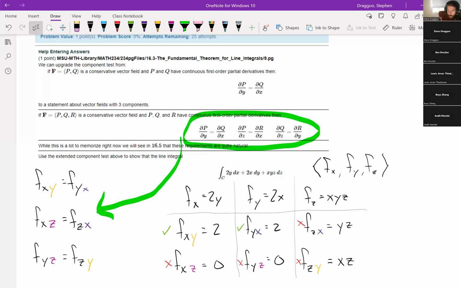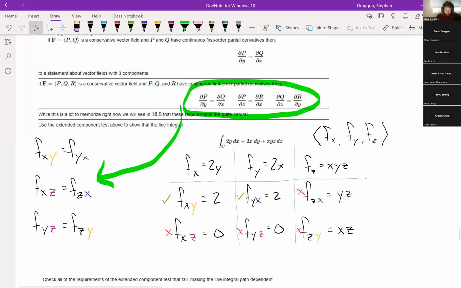So that's what I decided to do over here. Instead of calling it P, Q, and R across the top, I'm going to call it fx, fy, and fz, because that's really what I want them to be. I want P to be fx, Q to be fy, and R to be fz. And then what I'll do is I'll just look at its other partial derivatives. For fx, I started there, so I should do a y partial and a z partial. Y partial, I get 2, z partial, I get 0.